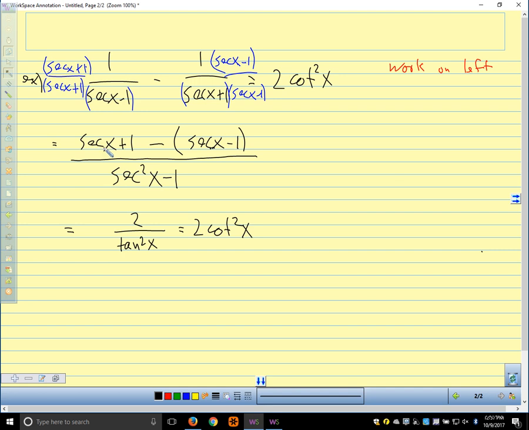So here I have a secant x minus secant x. So those go away. I have a 1 minus negative 1. The 1 minus negative 1 is 2.